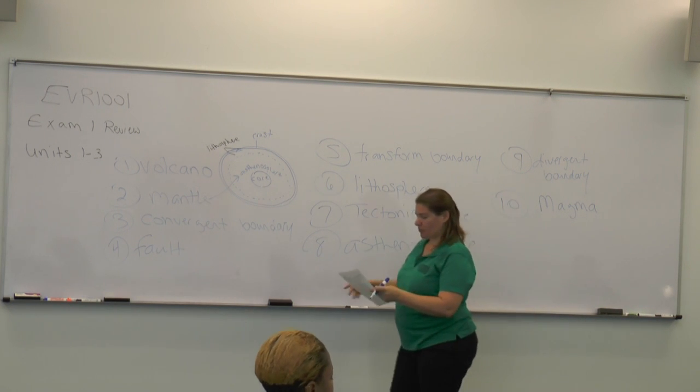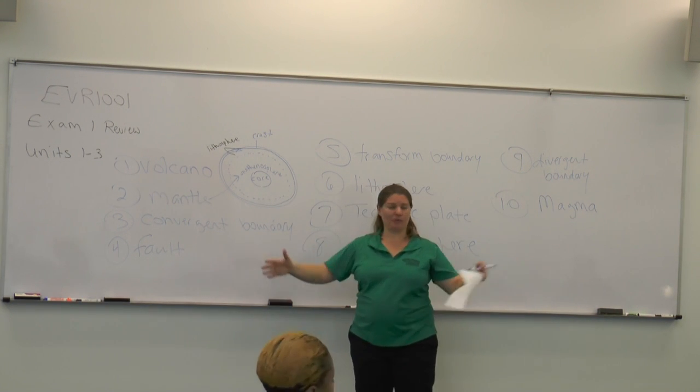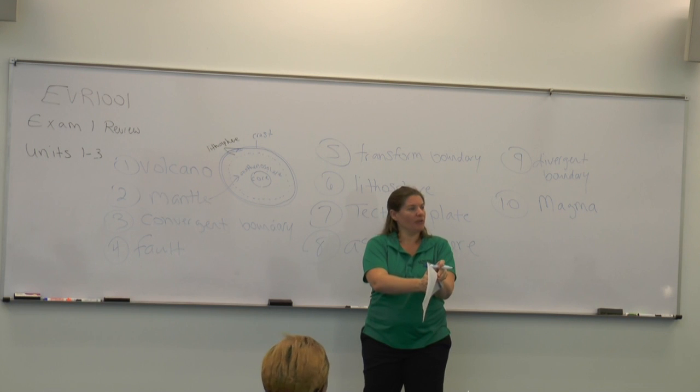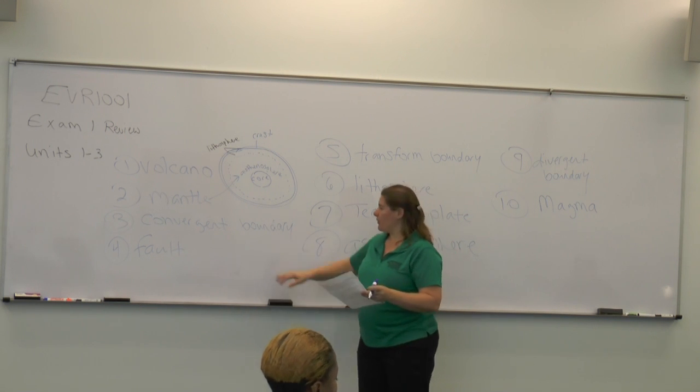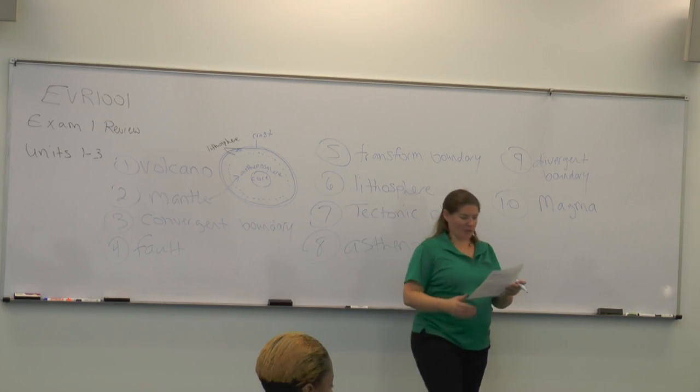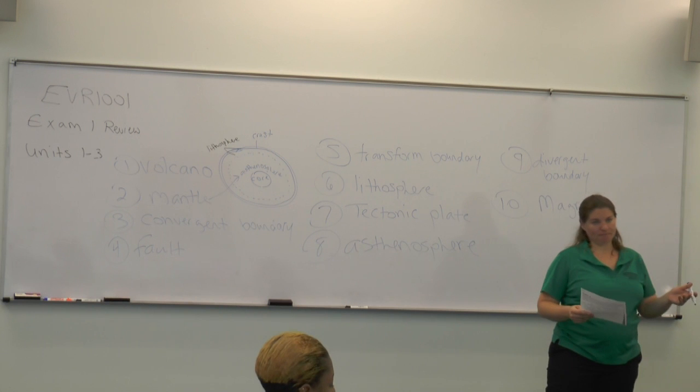So the number 3, 2 plates pushed together form a convergent boundary. That means the plates are coming together. That's when you'll have mountain building, you'll have earthquakes. Okay? A fault was a break or crack in the earth's surface caused by movement. What's the fault?